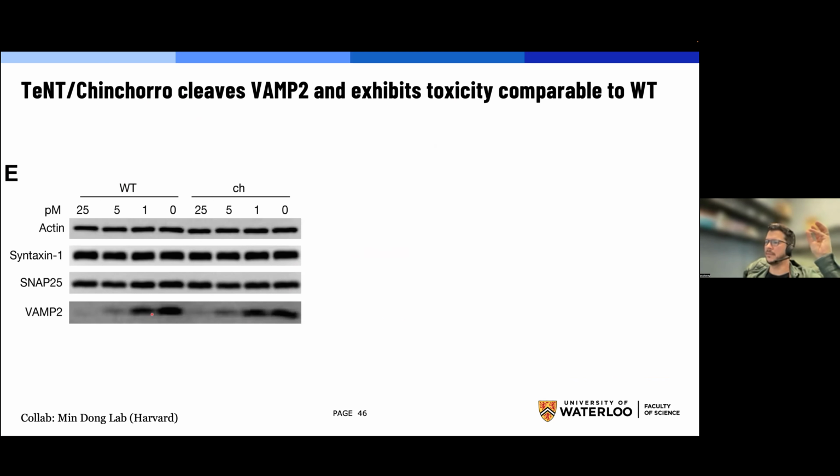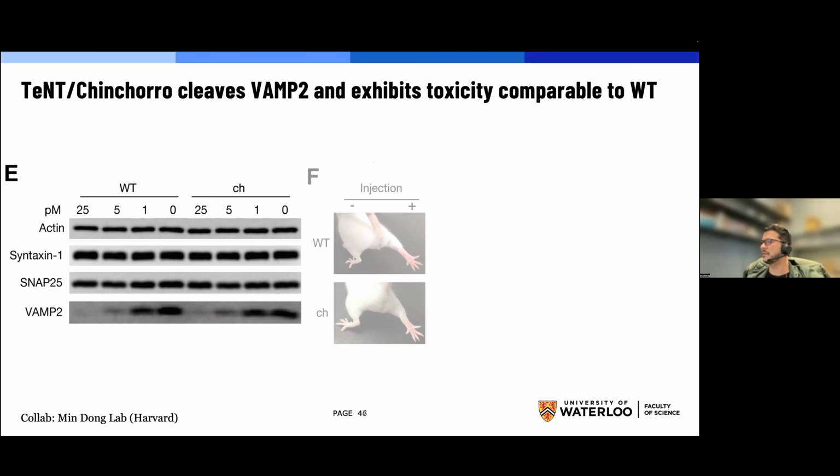This blot here shows the ability of the Chinchorro toxin, labeled CH, to cleave the canonical substrate of tetanus toxin, that's VAMP2. This is one of the key SNARE proteins that are targeted by tetanus neurotoxins. So you can see the disappearance of the VAMP2 band due to proteolysis. Okay, so at a molecular level, it appears to have the same molecular phenotype or activity.